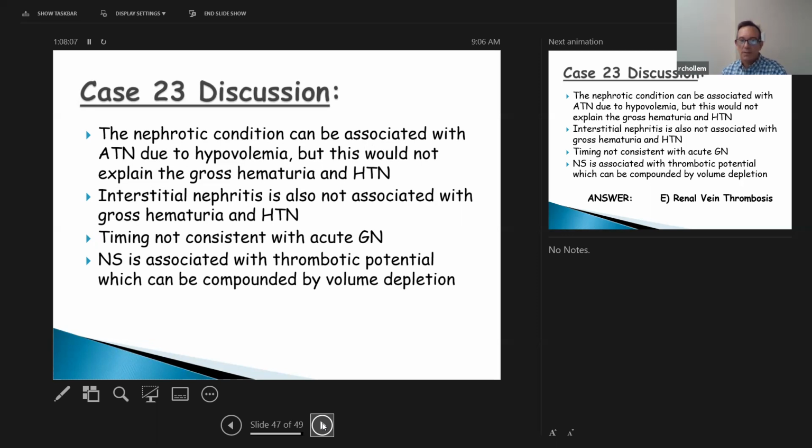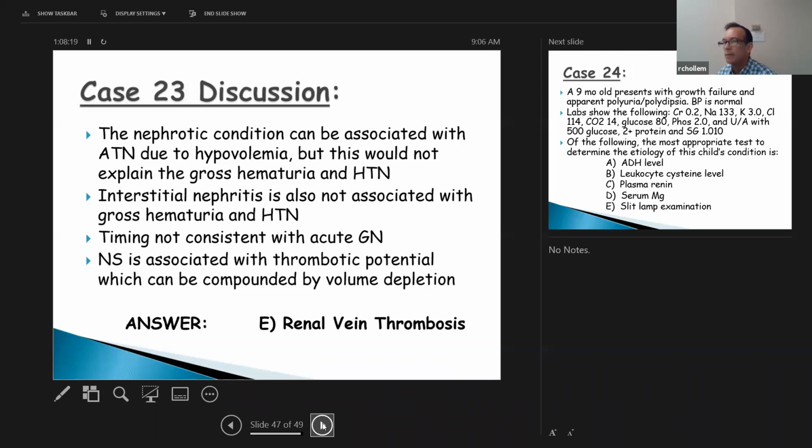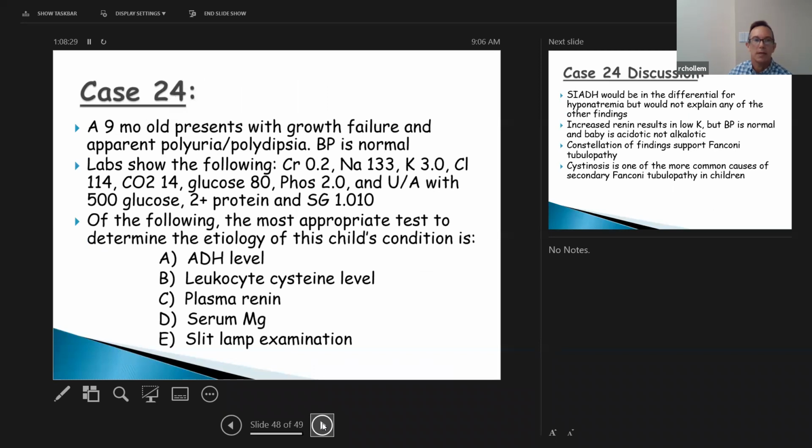Nephrotic syndrome is associated with thrombotic potential. And if you overzealously, by accident, dry them out too much, you promote more thrombotic potential. And so this is why we don't just slap every relapsed nephrotic in the hospital to get some cosmetic edema off of them, because it is not without risk. So it's renal vein thrombosis. And I think this is the last one, guys.